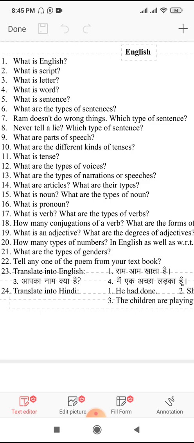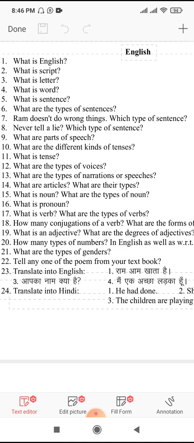What is a noun? A noun is the name of any person, place or thing. What are the types of noun? There are mainly two kinds of noun: countable noun and uncountable noun. Another four kinds of noun: proper noun, common noun, collective noun, material noun, and abstract noun. What is a pronoun? The word which is used in place of a noun is called a pronoun. It is the substitute of a noun.